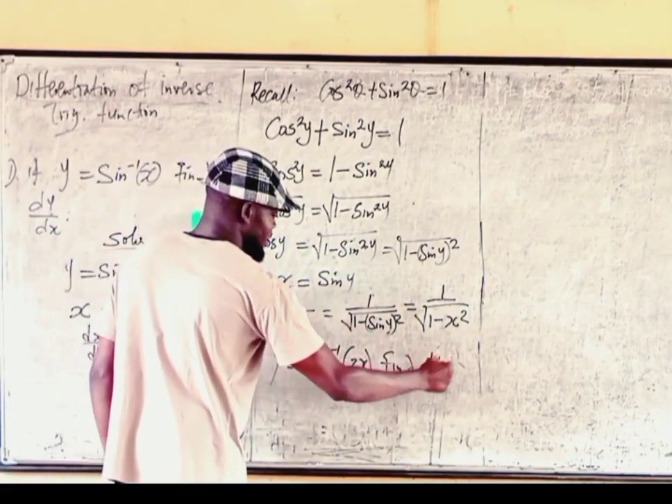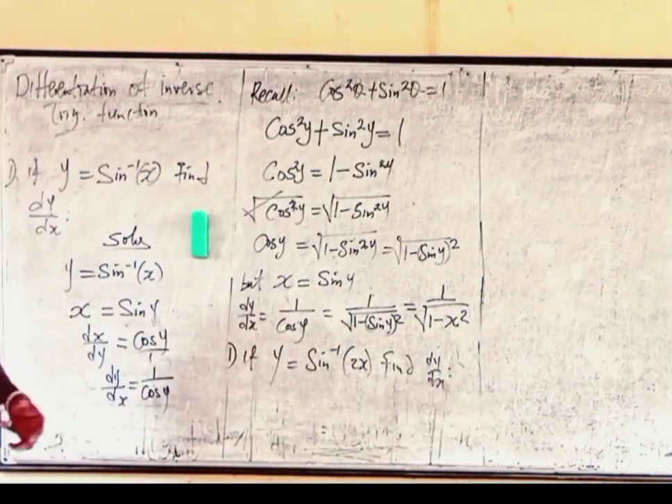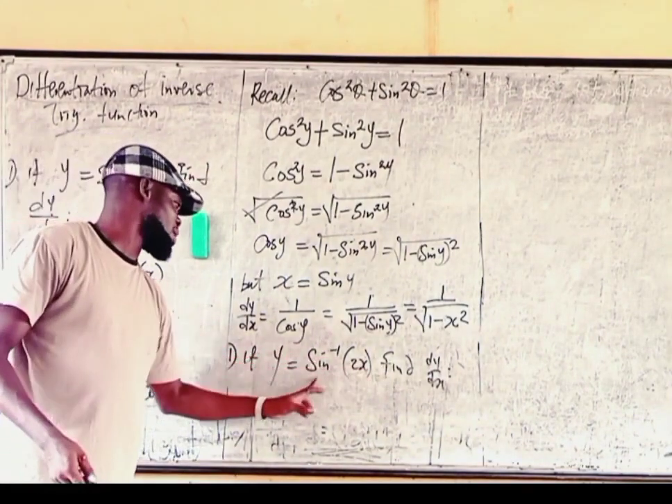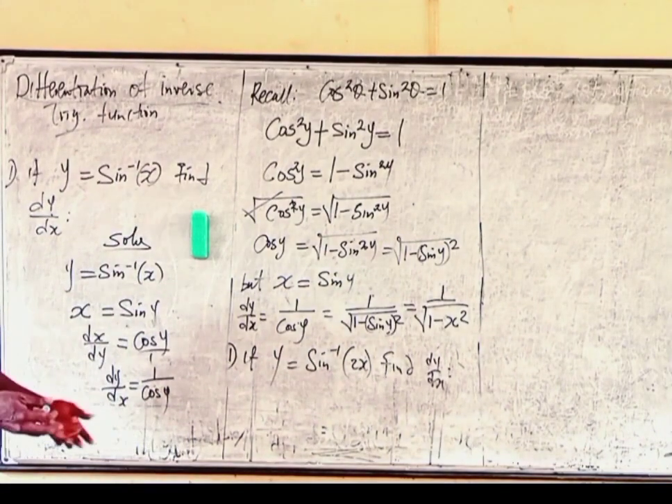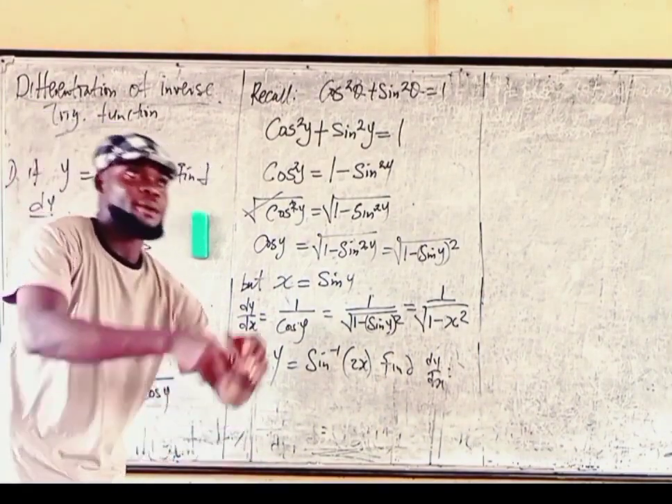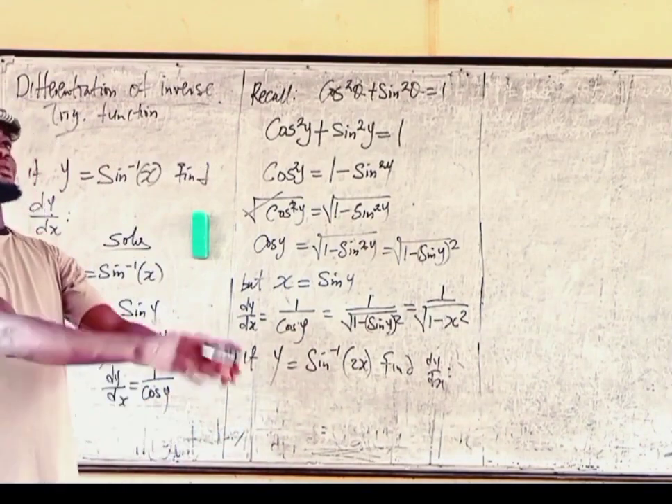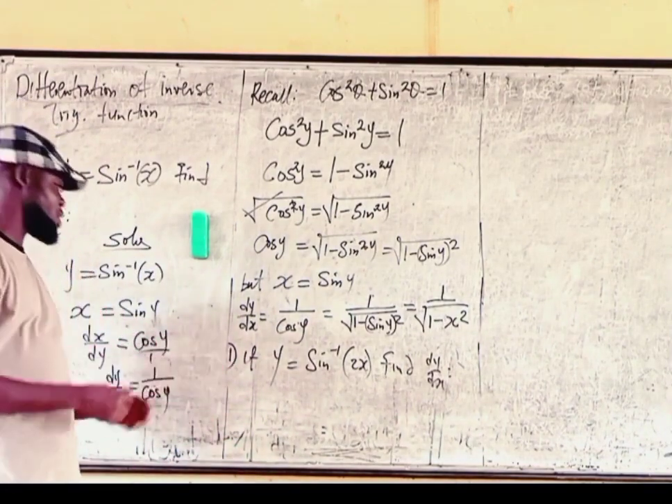find dy over dx. So you can say 2x is the same thing as sine y, then you come from that angle, and you get the answer. There's another approach I will also show you. If you still use the approach, you're still going to get the answer perfectly, without any delay. So let's look at something here.